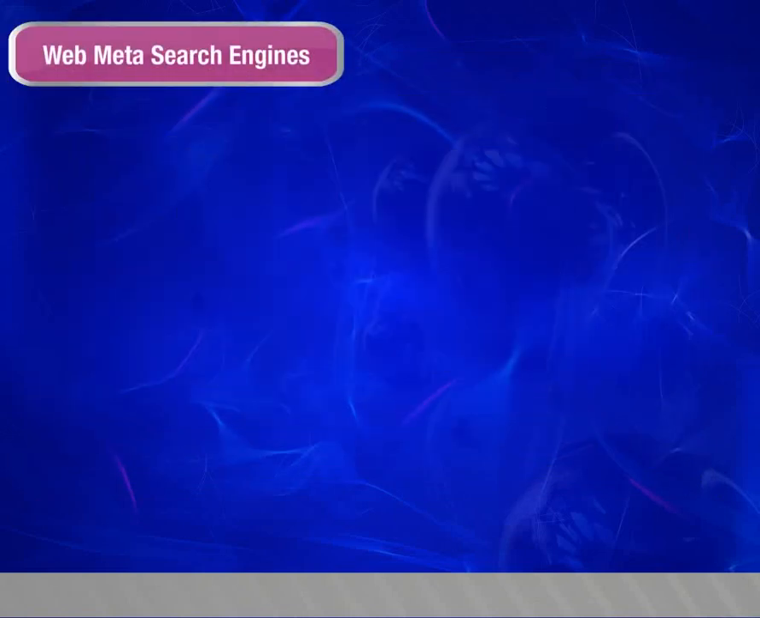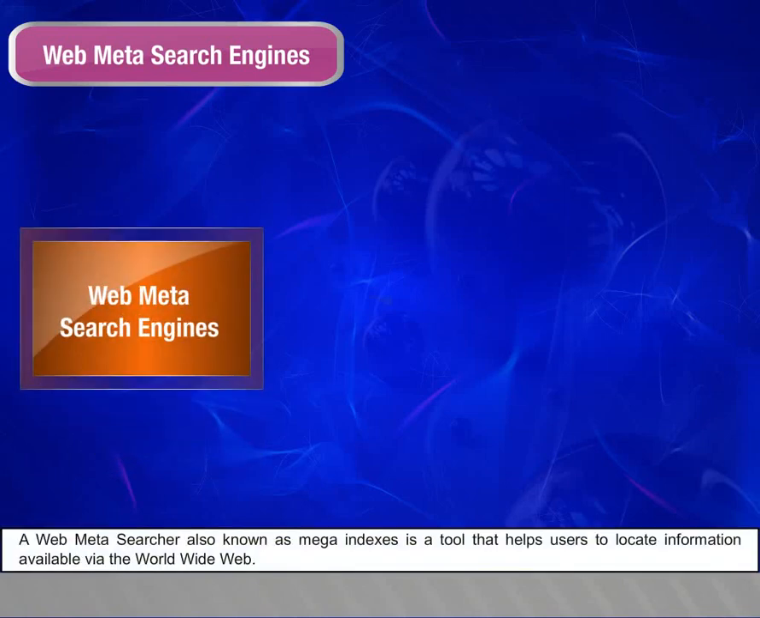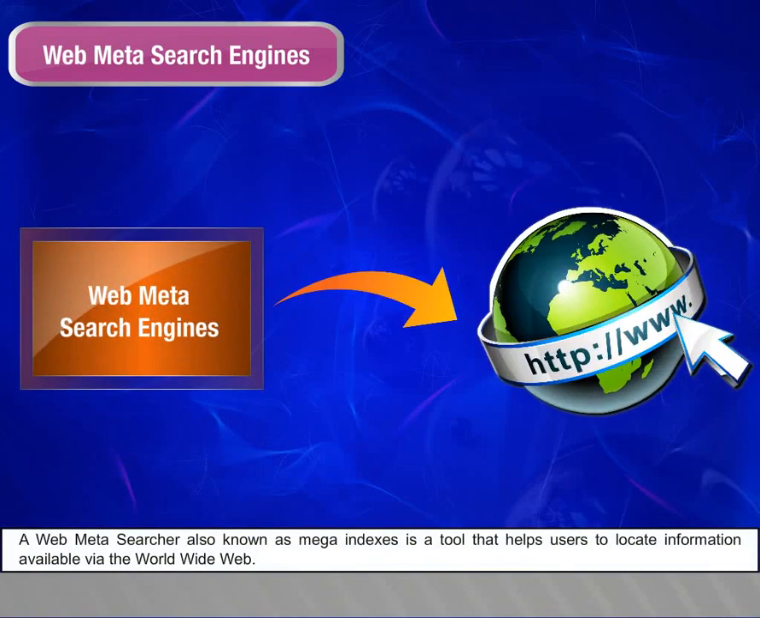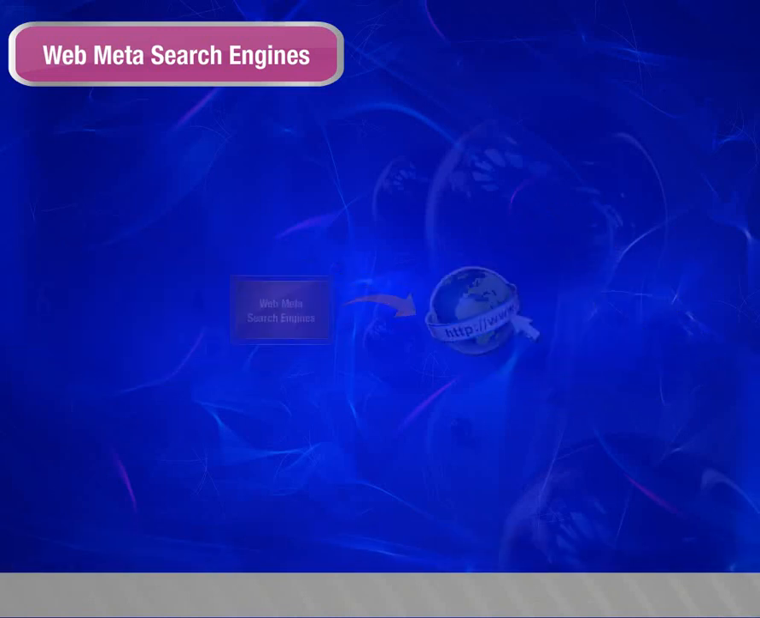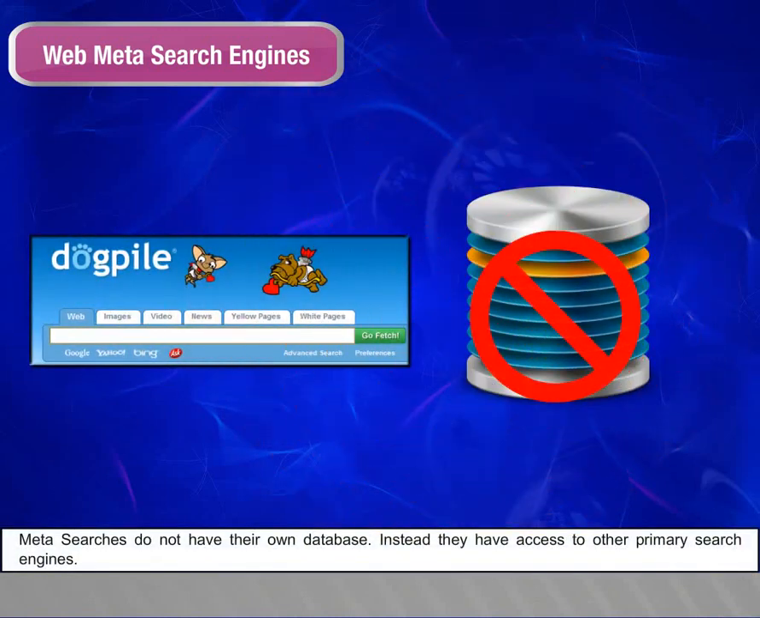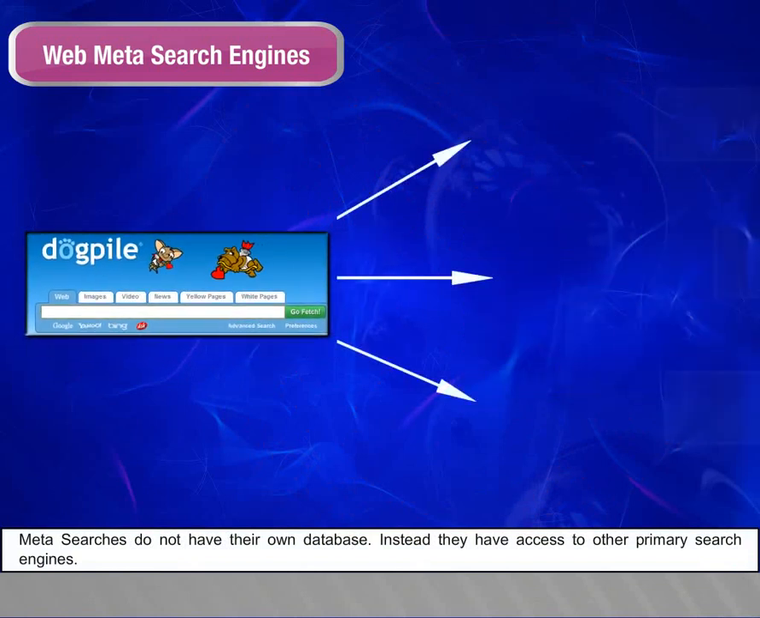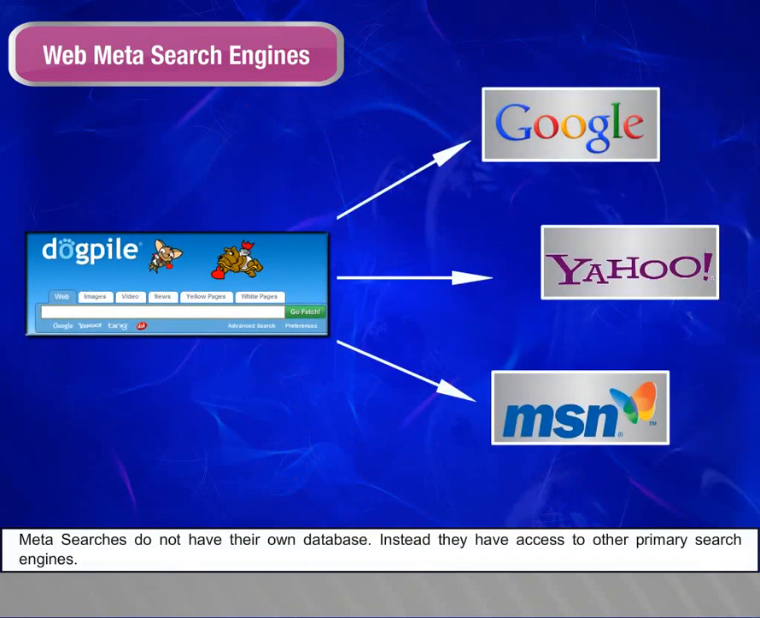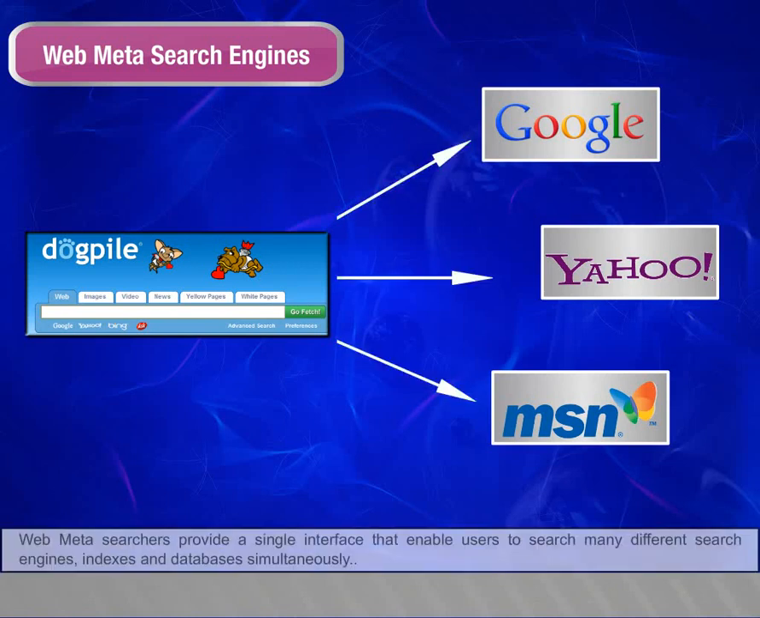Web meta search engines. A web meta searcher, also known as a mega index, is a tool that helps users to locate information available via the World Wide Web. Meta searchers do not have their own database. Instead, they have access to other primary search engines. Web meta searchers provide a single interface that enables users to search many different search engines, indexes, and databases simultaneously.